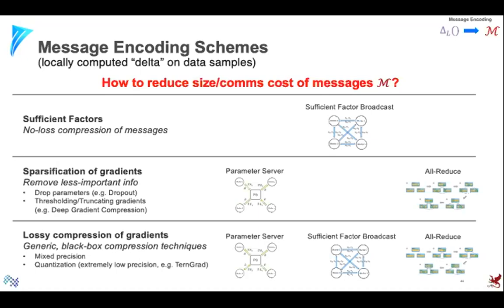Each of these schemes is interestingly relevant only to specific systems artifacts. For example, sufficient factors are used in the SFB system, sufficient factor broadcast. Sparsification of gradients is applicable to both parameter server and all reduce. And lossy compression of gradients is a black box technique that works generally across many systems artifacts. So these are some interesting points to pay attention to, that not every encoding scheme is compatible with every artifact out there.